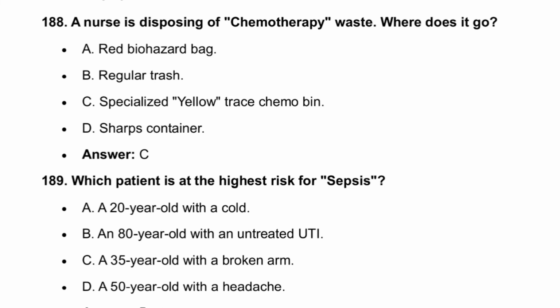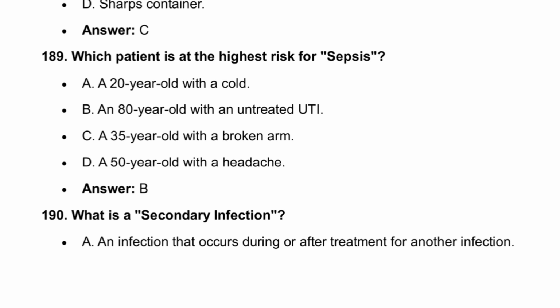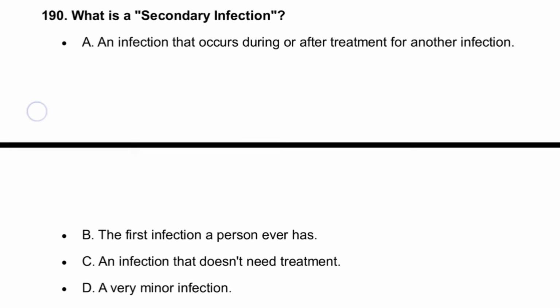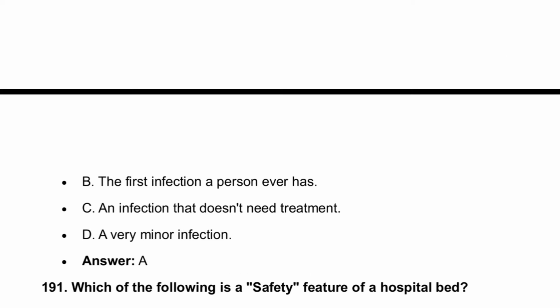ঠিক আছে। Which patient is at highest risk for sepsis? এর মধ্যে কোন patient highest risk for sepsis? B, 80 years old with untreated UTI. What is a secondary infection? Secondary infection টা কি? An infection that occurs during or after treatment of another infection. এই হচ্ছে answer.